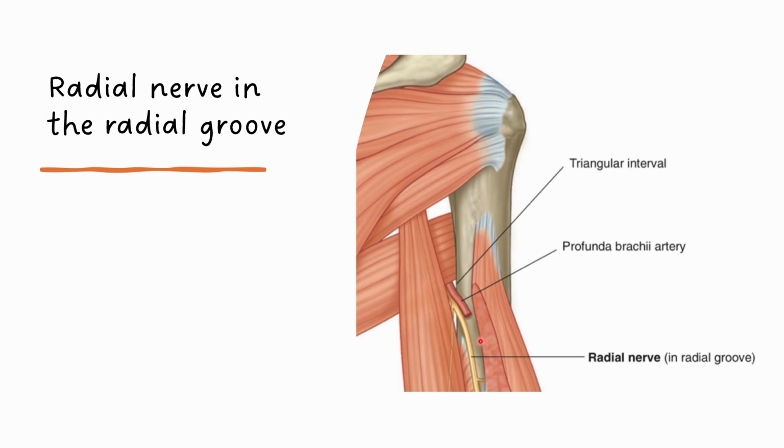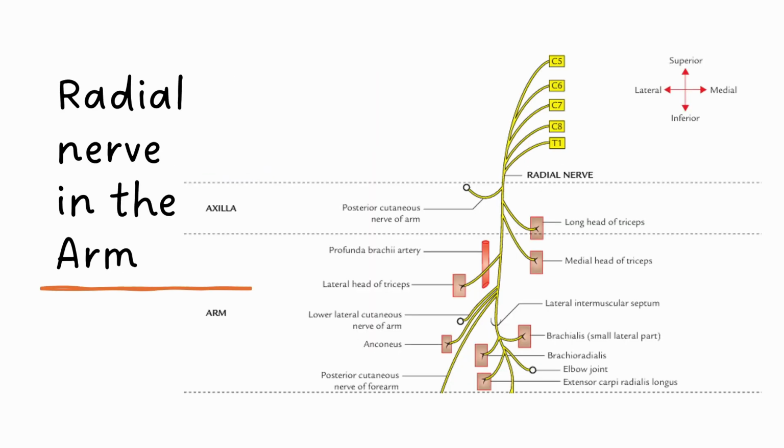So here at the lower end of the spiral groove, the radial nerve will pierce the lateral intramuscular septum of the arm, that is about 5 cm above the lateral epicondyle. It will pierce the lateral intramuscular septum and enters the anterior compartment of the arm. The radial nerve in the spiral groove gives 5 branches, 2 cutaneous and 3 muscular. And in the anterior compartment of the arm, it will give 3 muscular branches.